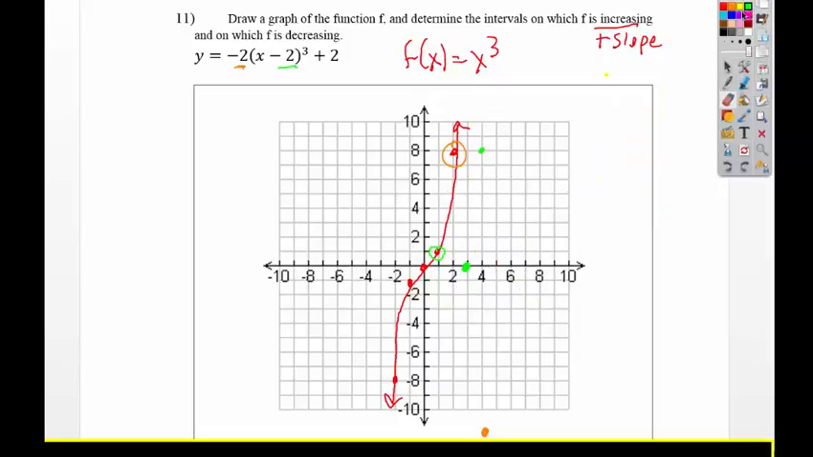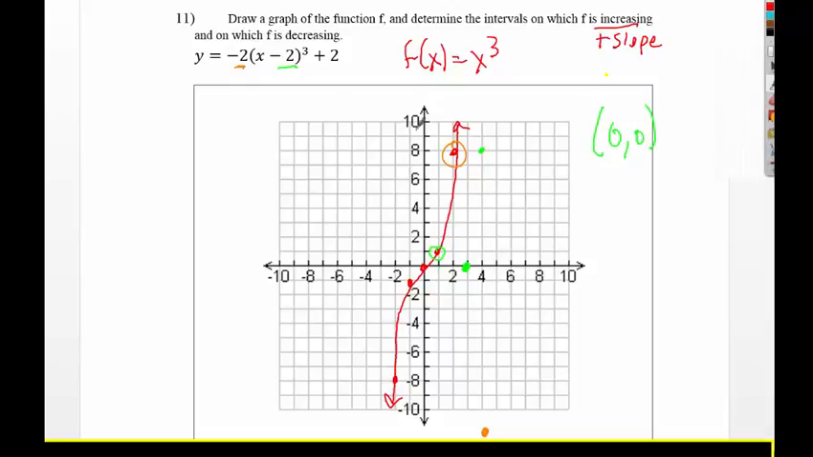Let's look at the next set. The next point that was at 0, 0, we're going to move it 2 to the right, so that would make it over to 2. We're going to multiply the y by negative 2, so it still stays at 0. And then we're going to add 2 to it, so I'm going to make it at 2.